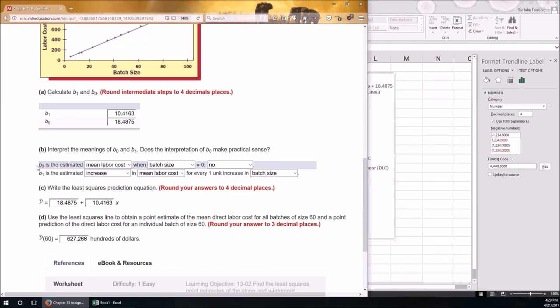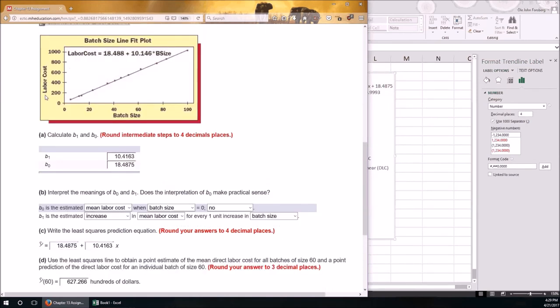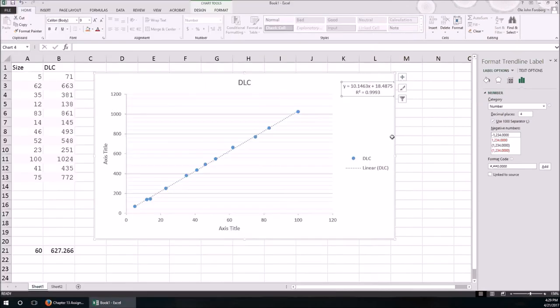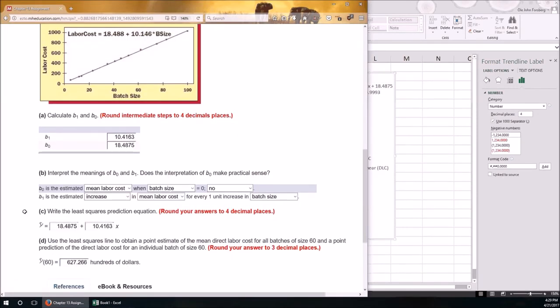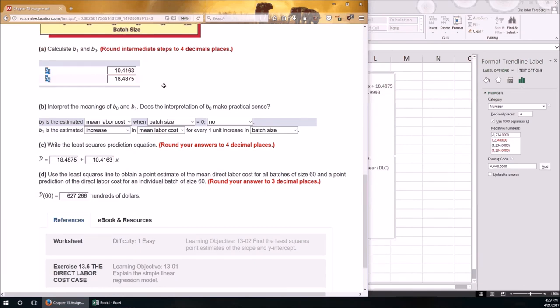Doesn't make sense. And the other reason it doesn't make sense is because the range of batch size values is from 5 to 100, and 0 is outside that range. Because 0 is outside the range, we really should not be interpreting it. Similarly, we shouldn't interpret the idea of when the batch size is 110, because that's also outside the range of 5 to 100. We then took the y-intercept and the slope and put them into our line of best fit, and used it to predict the value of y when x was 60. So the expected labor cost when the batch size is 60 is $627.27, rounded.